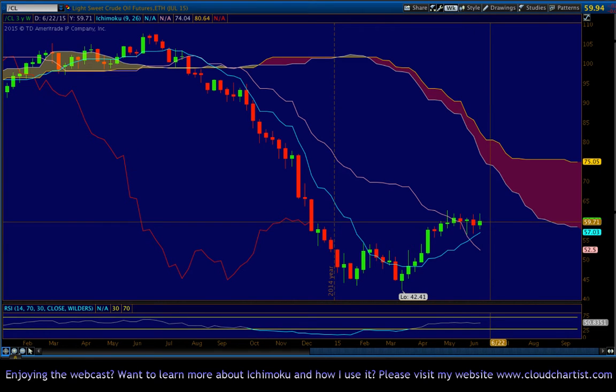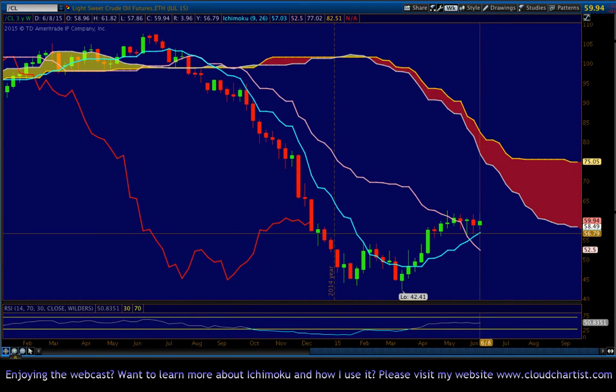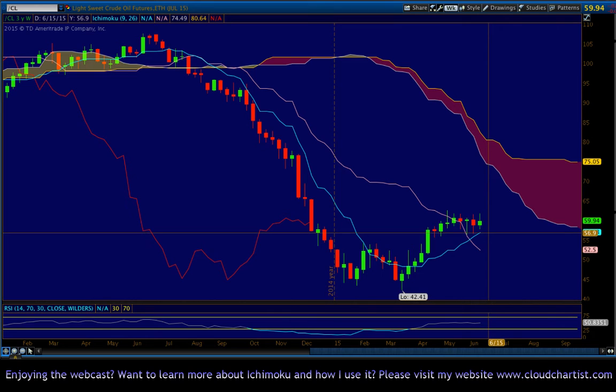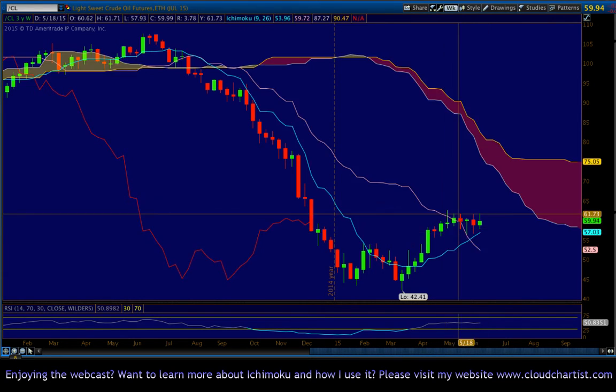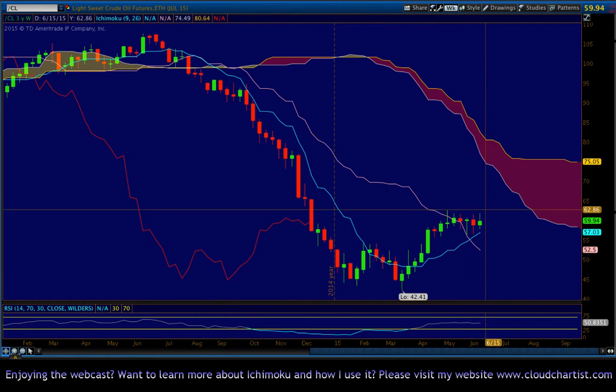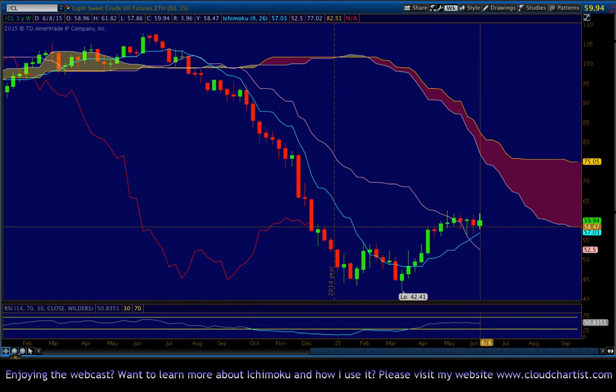We have support down at the Tenkan-sen below, which is at 57.03. So if we do get selling, we should find support down at 57.03. One other thing to note about this chart, we also have a lot of topping tails. You'll see above 60 or so, there's been sellers coming in. So we've been unable to close a candle above, say, 63, 62 thus far in this sort of up to sideways move that's been going on.